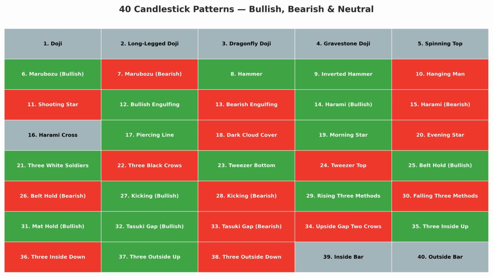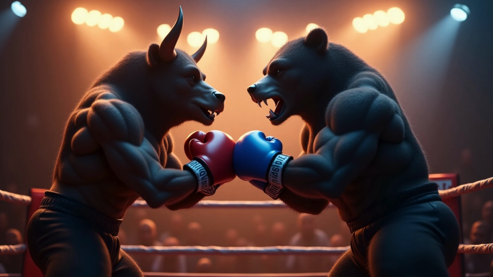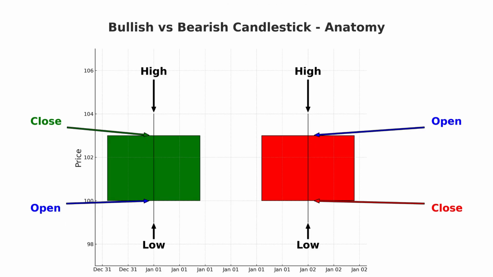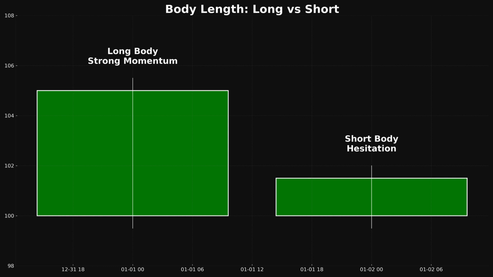A candlestick shows the battle between buyers and sellers over a set period of time. 1 minute, 1 hour, 1 day, whatever time frame you choose. It has 4 key prices: the open, the high, the low, and the close. The thick part is called the body. It's the distance between the open and the close. If the close is higher than the open, it's bullish, usually green or white. If the close is lower than the open, it's bearish, usually red or black.